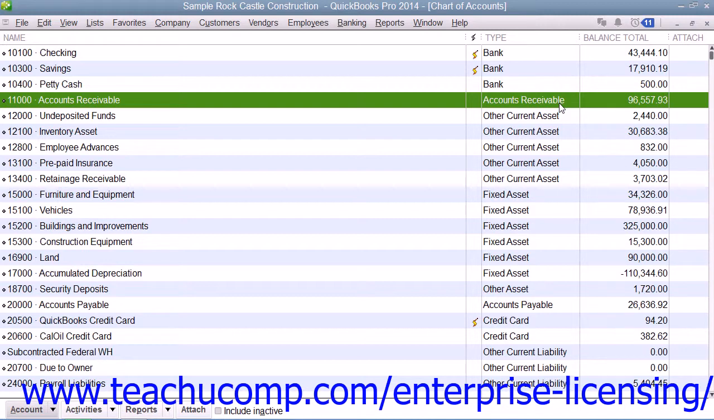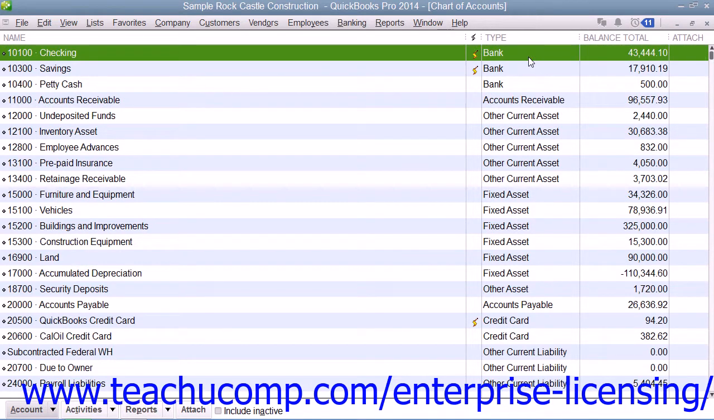Also note that when you set up your company file in QuickBooks, although checking, savings, and petty cash are all company assets, you set them up as bank type accounts within QuickBooks. The available types of accounts that are assets are bank, accounts receivable, fixed asset, other current asset, and other asset.